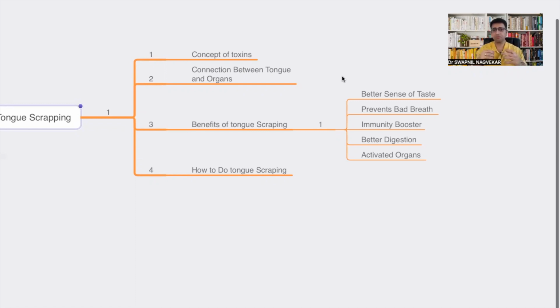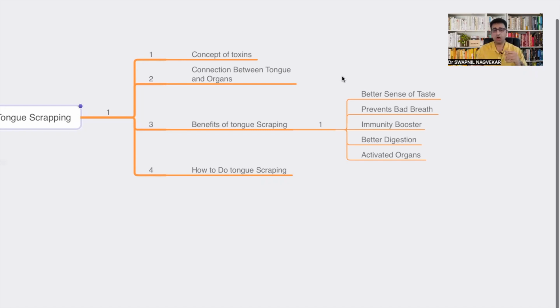And last is, you activate all your organs. I've just shown you an image where each and every organ is connected to the tongue. So just by scraping, what you do is you're activating each and every organ. So the functioning of the organs will improve. So these are the benefits you'll get by just doing the tongue scraping.